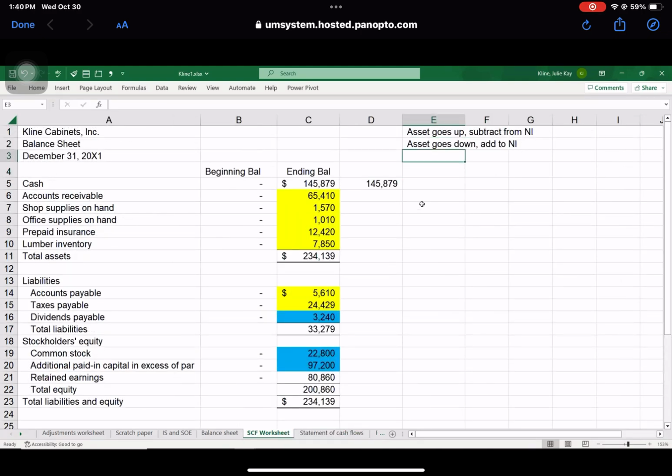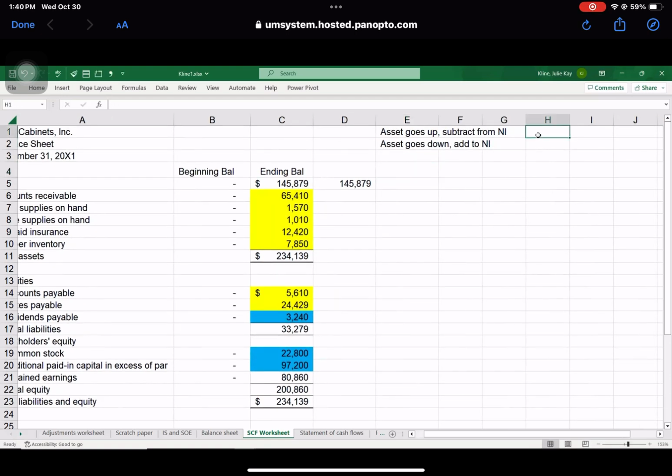For liabilities, let me go over here. For liabilities, if liabilities go up, we're going to add. If liabilities go down, we're going to subtract. So there's a direct relationship there. The same with equity. If equity goes up, we're going to add. And if equity goes down, we will subtract.